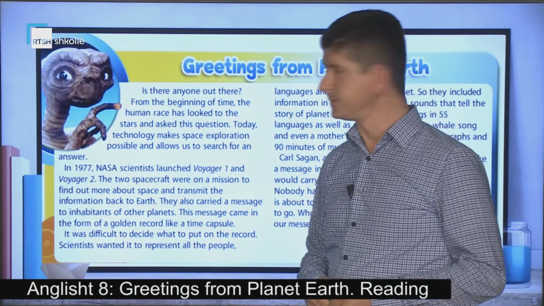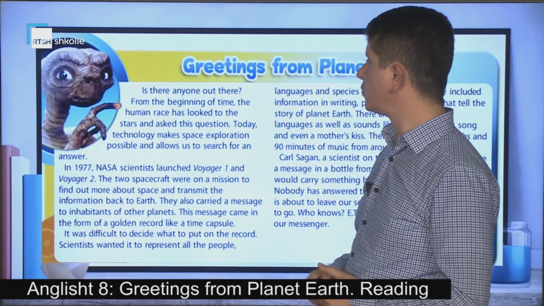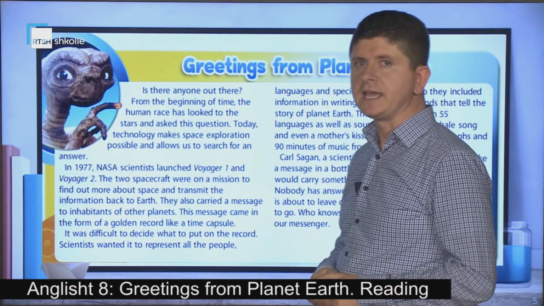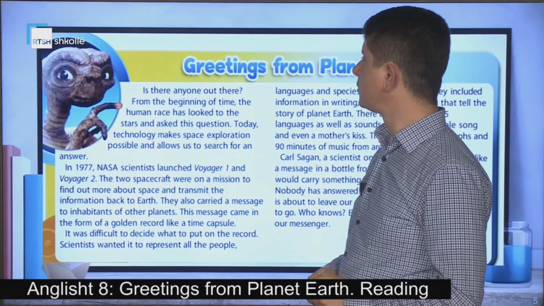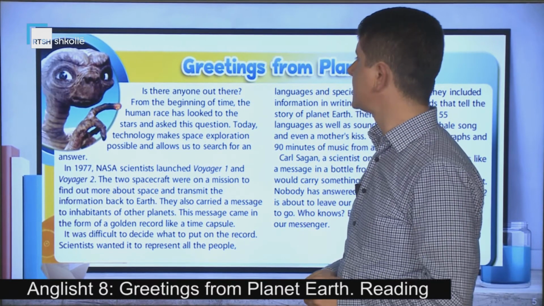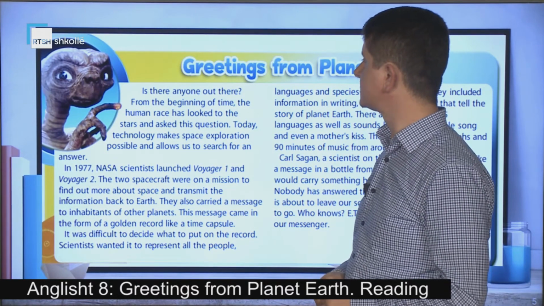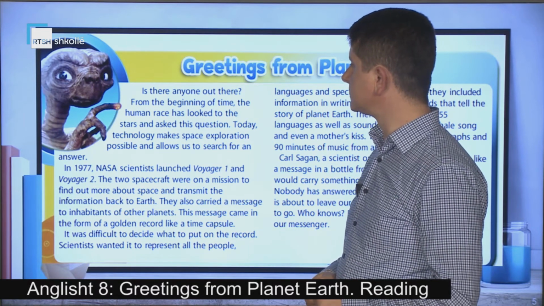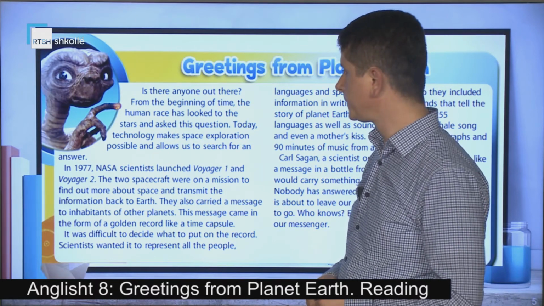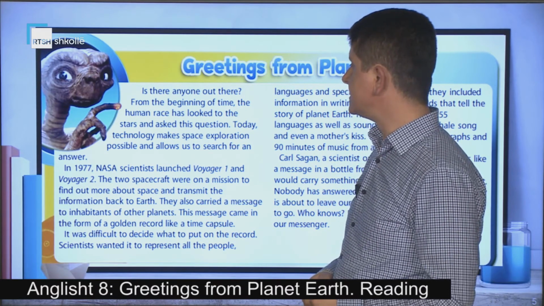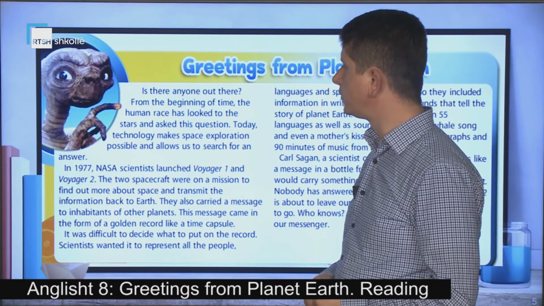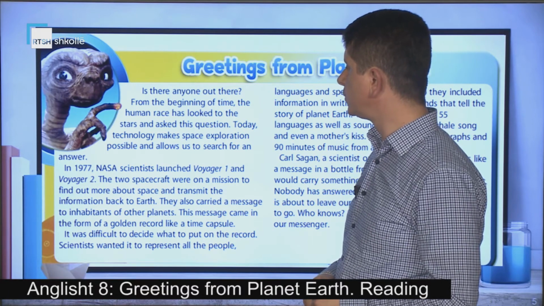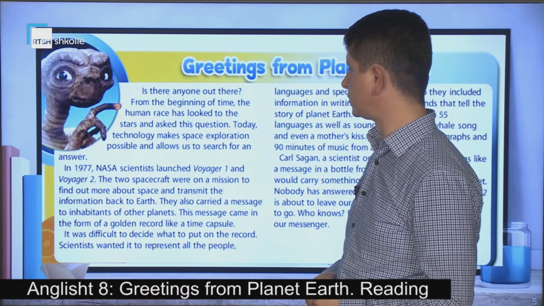Let's read the text together. As you see, the text is organized into 4 main paragraphs. Let's start with the first paragraph. Is there anyone out there? From the beginning of time, the human race has looked to the stars and asked this question. Today, technology makes space exploration possible and allows us to search for answers. In 1977, NASA scientists launched Voyager 1 and Voyager 2. The 2 spacecraft were on a mission to find out more about space and transmit the information back to Earth.